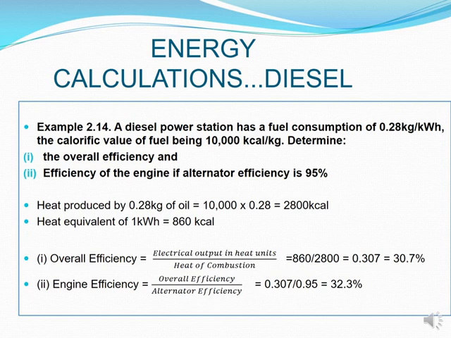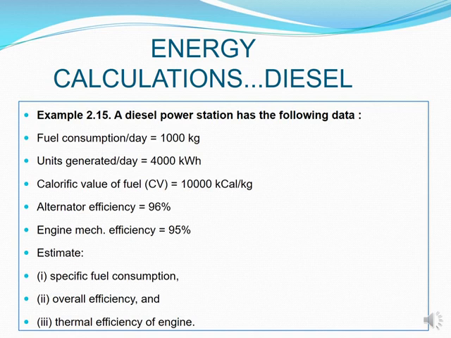Then your engine efficiency is going to be your overall efficiency divided by your alternator efficiency, because remember those two multiplied together would have given you your overall efficiency. So it's going to be the 0.307 divided by the 0.95, and that will give us 32.3%.